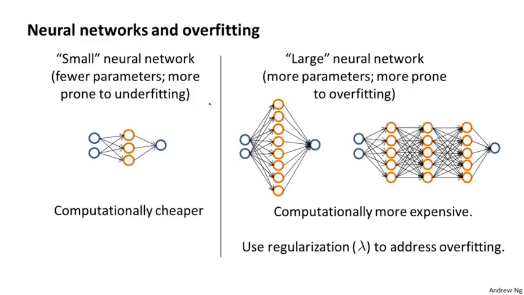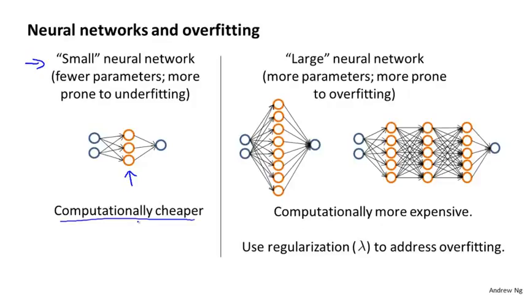If you're fitting a neural network, one option would be to fit a relatively small neural network with maybe only one hidden layer, and maybe only a relatively small number of hidden units. A network like this might have relatively few parameters and be more prone to underfitting. The main advantage of these small neural networks is that they're computationally cheaper.